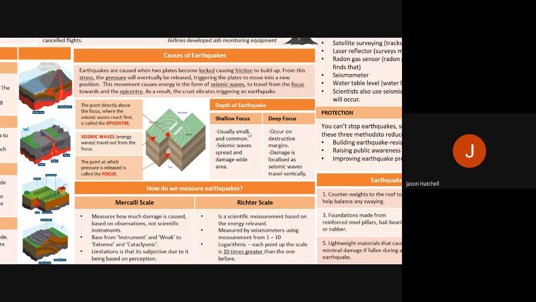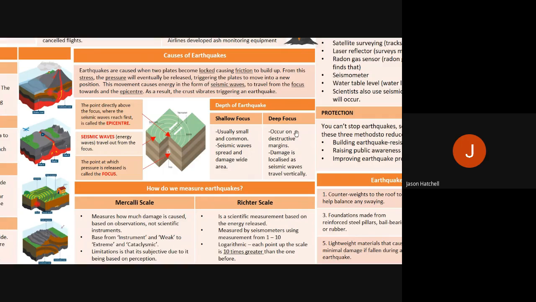The seismic waves can, though, spread and create quite a lot of damage, and you can get a shallow focus earthquake that is massive. An example is your case study for this topic, the Haiti 2010 earthquake. That is in your case study booklet, and also in the jog pod that I mentioned previously. So shallow focuses can be very, very dangerous.